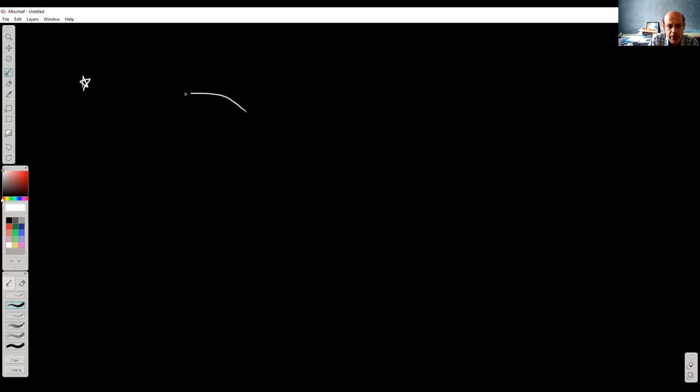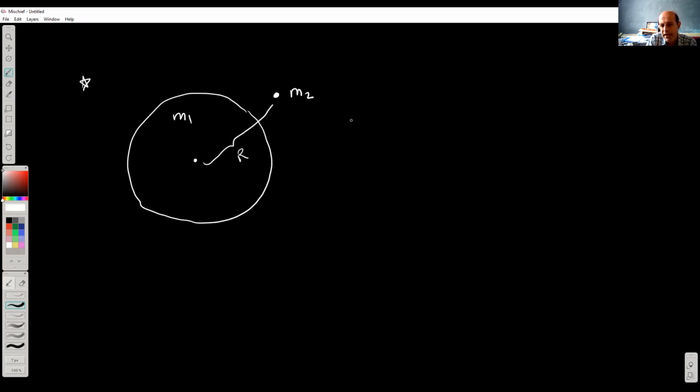If one of them is an extended object, it doesn't matter what it is. Let's say that one of them is a very small object. Let's say this has mass M2 and this has mass M1. And we're talking about the distance between the centers. In that case, the force applied on M2 is this F in here. So let me write it in here.